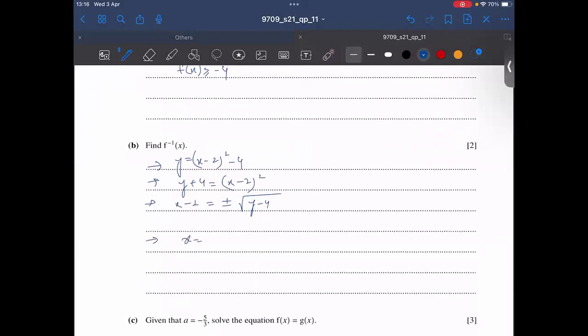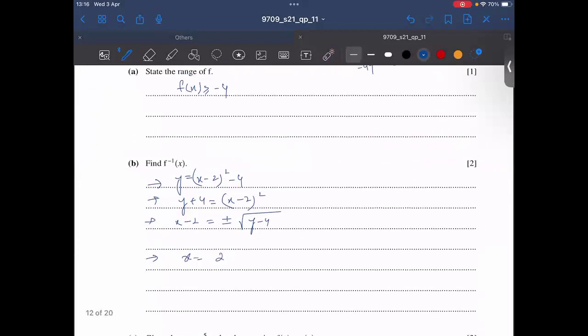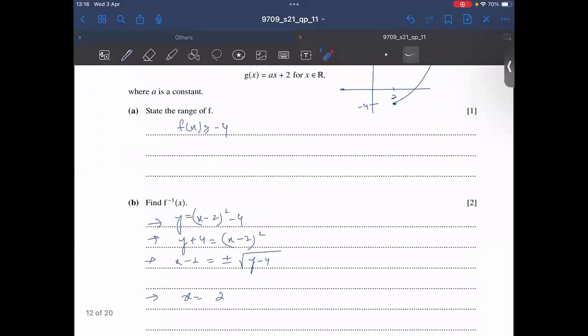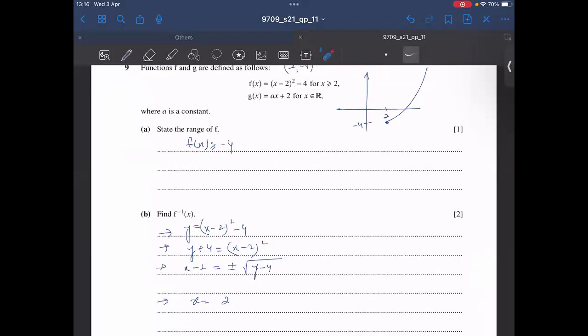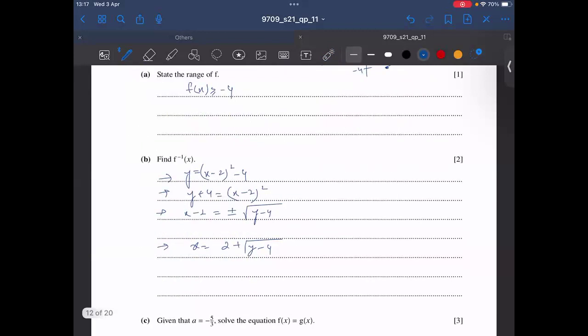And then x equals 2. I'm going to take 2 plus, or 2 minus, because I need values of x which are greater than 2. I'm going to take then 2 plus square root of y minus 4. So I've got this inverse relationship, and now I'm going to write down f inverse y equals 2 plus square root of y minus 4. I'll be changing the input variable to x again. It's going to be f inverse of x equals 2 plus square root of x minus 4. And that's it.